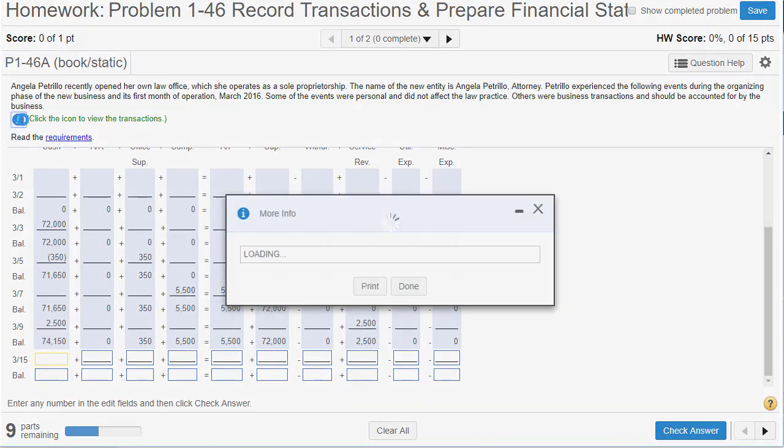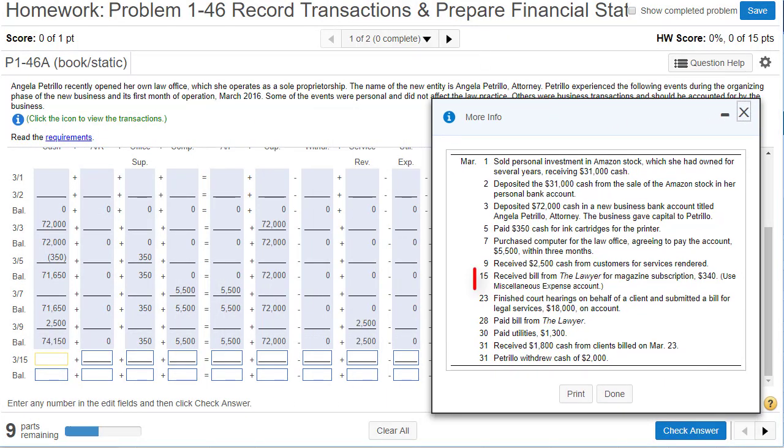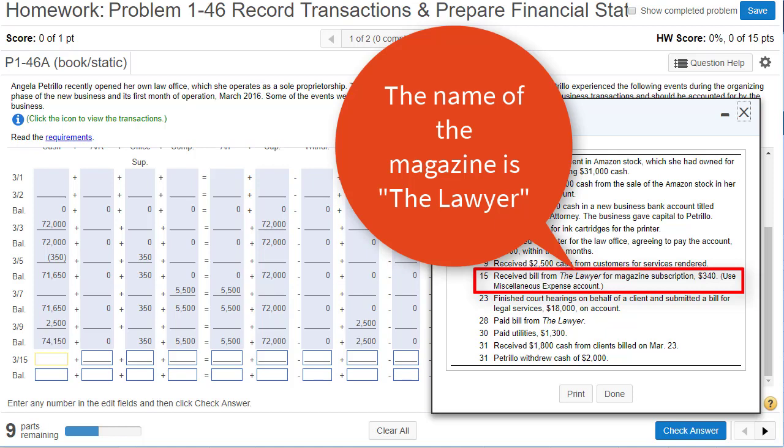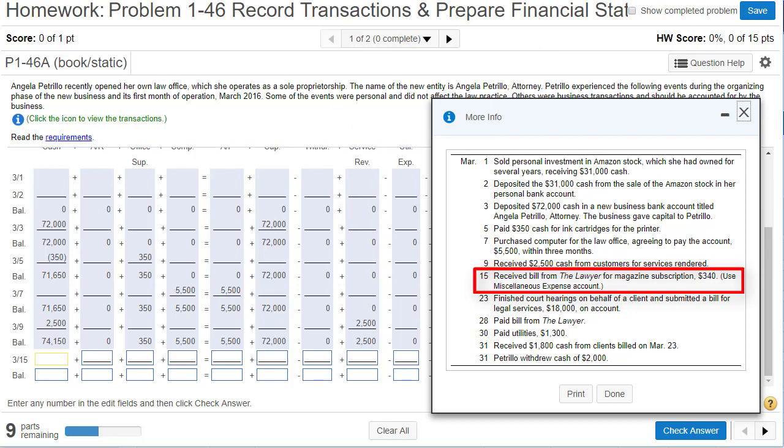March 15th. Received bill from the lawyer for a magazine subscription, $340. And we're supposed to use a miscellaneous expense account. Now notice the description says we received the bill. It does not say we paid the bill. Since we are not paying it yet, we owe that amount. So that's now our debt, also known as liability. So we're going to increase accounts payable, AP, since we have more debt.